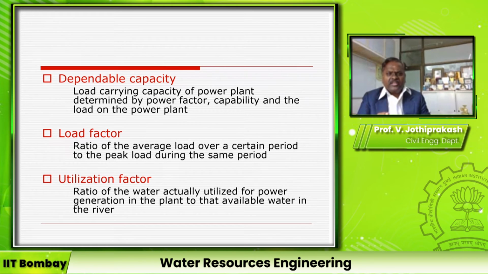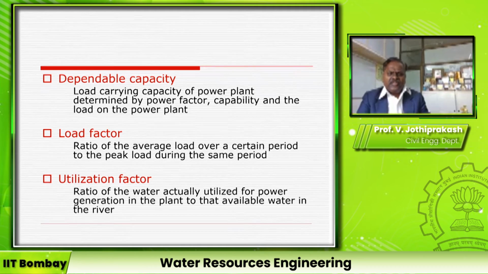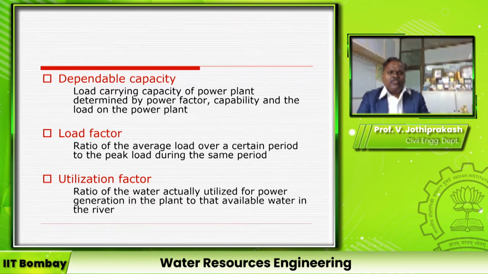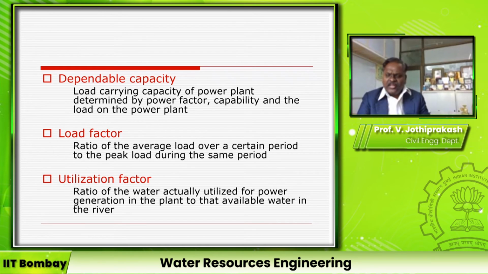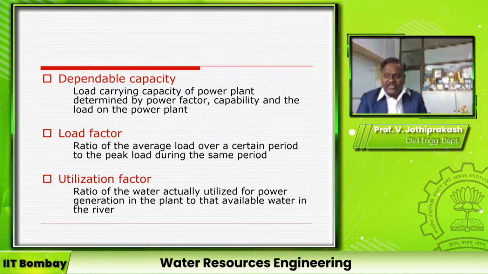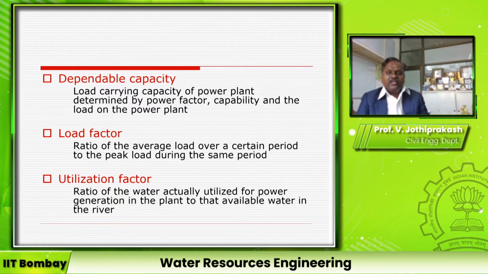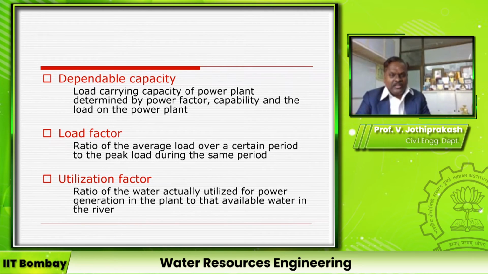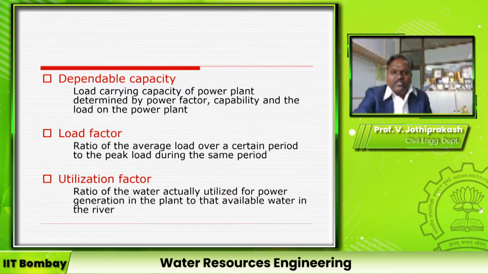Then the utilization factor is the ratio of water actually utilized for power generation in the plant to the available water in the river. For example, my dam has a capacity of 1000 million meter cube, but I may not be using all the 1000 million meter cube for power production. The volume of water utilized for power production depends upon the installed capacity of the turbines, and whether after using the water for the hydroelectric power plant, it is used for irrigation or let to the sea without utilization. That is called utilization factor.